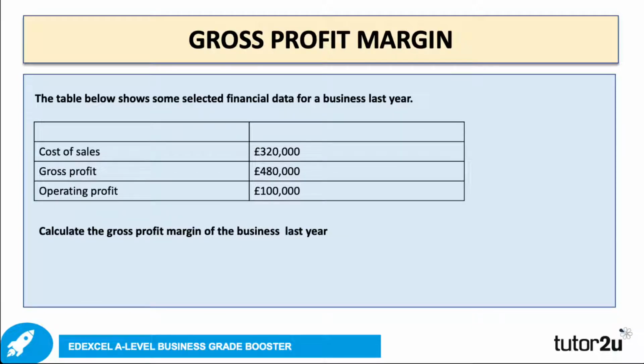So we're on to the gross profit margin. The table below shows, again, some selected financial data for a business last year. Based on that, can you calculate the gross profit margin for the business last year, based on what we can see there? Remember, there are 3 profitability ratios you need to be able to calculate: gross profit margin, operating profit margin, and profit for the year, or net profit margin. But you may have to actually just calculate gross profit, operating profit, or profit for the year on its own anyway.